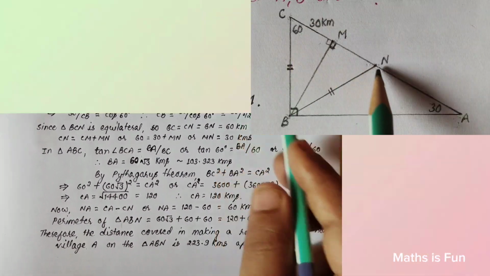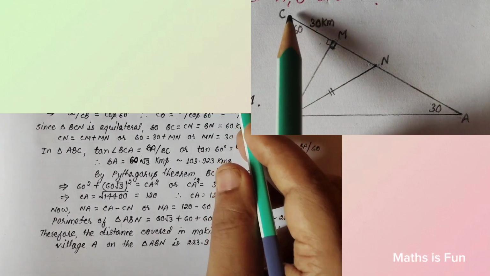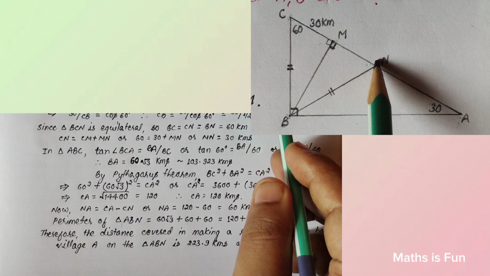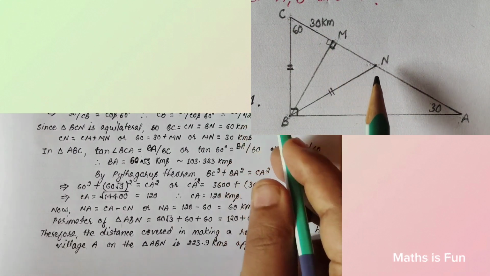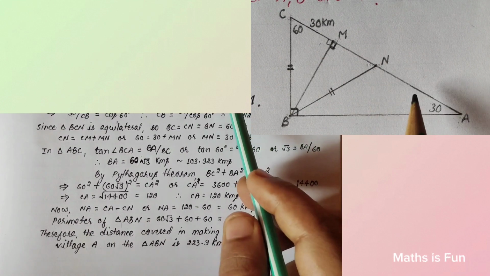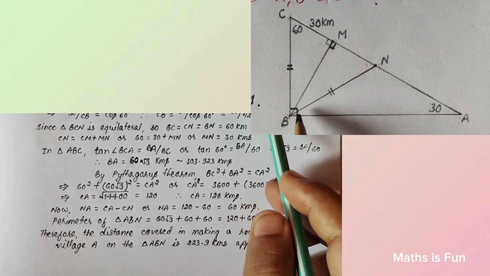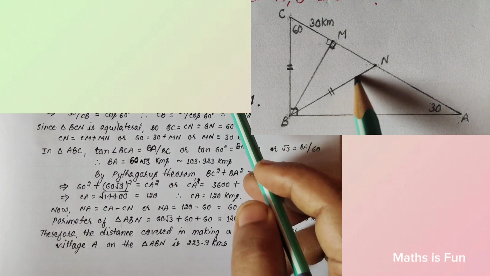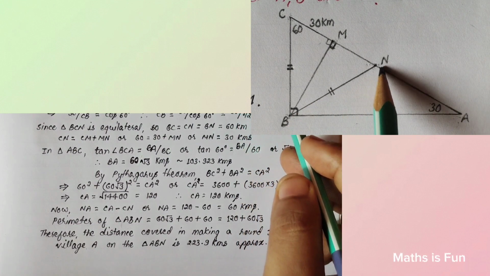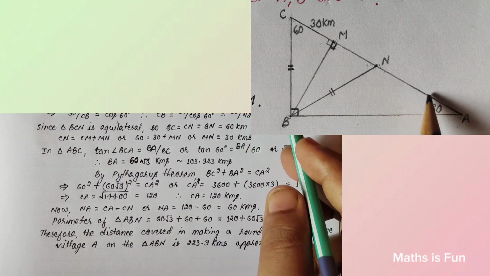We now know that CA is 120 kilometers. We know that CN is 60 kilometers, this is the side of an equilateral triangle. 120 minus 60 will give us NA equals 60. So now we have AB as 60 times root 3. We have BN as 60 because this is the side of an equilateral triangle, and we just found out that NA is also 60 kilometers.